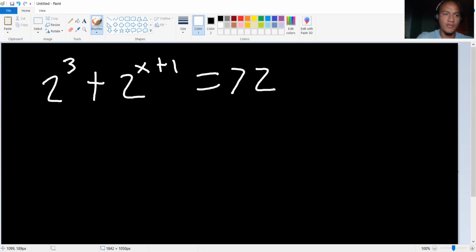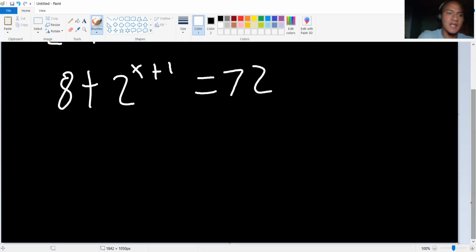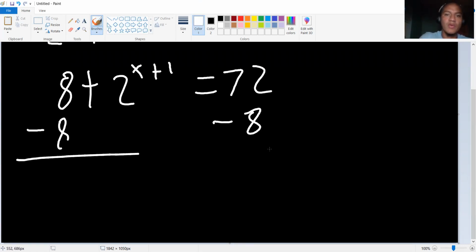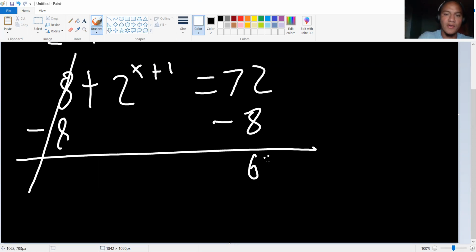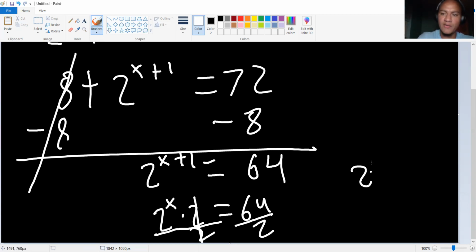Another way to do this would be to solve for 2 to the third. You would get 8 plus 2^(x+1) equals 72. And you subtract 8 from each side. That cancels out. You get 64 equals 2^(x+1). You can break that up now, 2^(x+1) into 2^x times 2 equals 64. Divide both sides by 2. That cancels out. And so 2^x equals 32. And so x has to equal 5 again. So either way works.